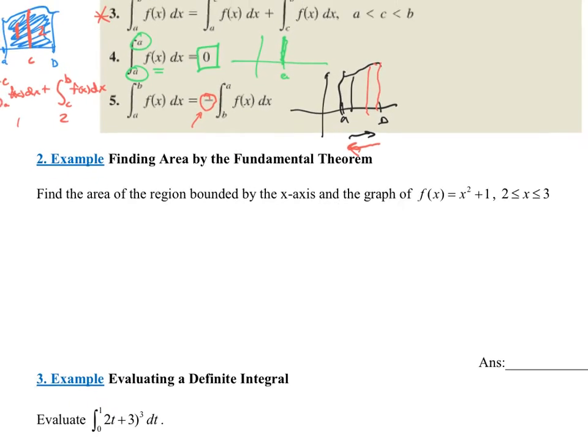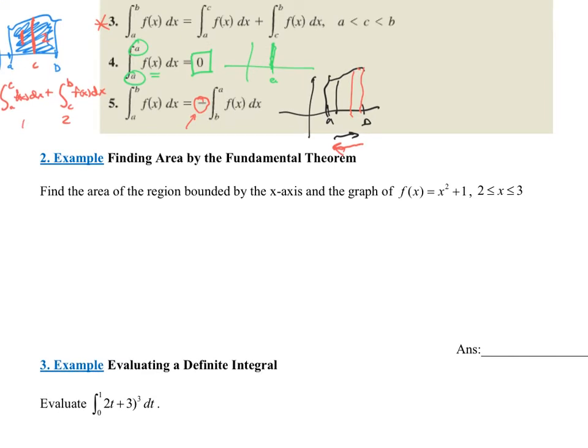So let's look at example 2 here. It says find the area of the region bounded by the x-axis and the graph of f of x equals x squared plus 1 on the interval from 2 to 3. Now I'm a visual person. I'm going to picture what they are actually asking on this problem. You are not required to draw this picture at all. So x squared plus 1 starts off at 0, 1. When I plug in a 1, I'd have a 2.